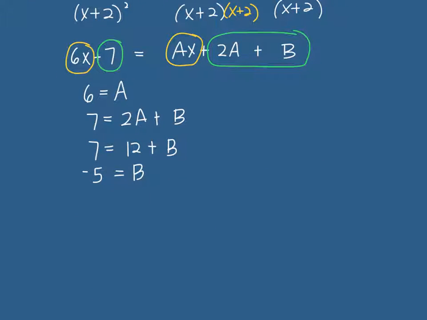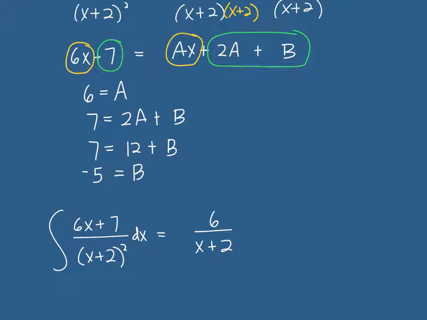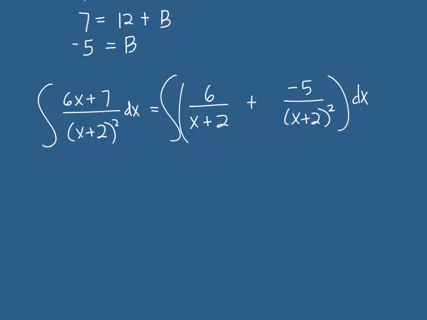All right, here comes your calculus part. So the integral of 6x plus 7 over x plus 2 quantity squared dx is equal to 6 over x plus 2 plus negative 5 over x plus 2 squared. And it's the integral of that. So here comes the calculus. What's the antiderivative of 6 over x plus 2? 6 natural log x plus 2.